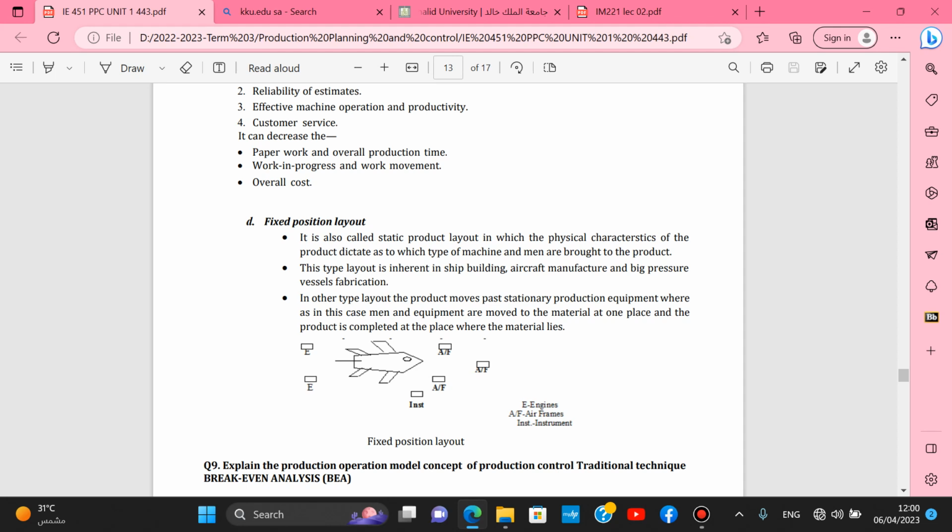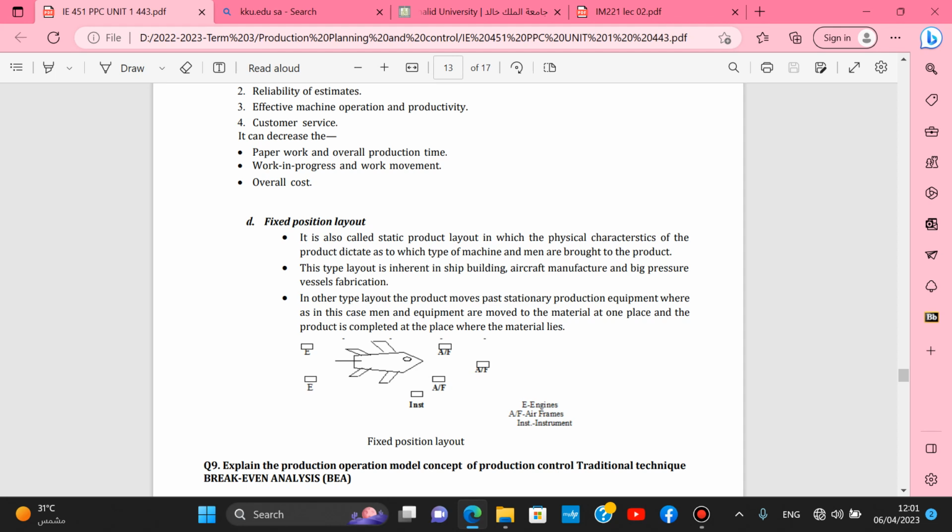This type layout is inherent in shipbuilding, aircraft manufacture and big pressure vessels fabrication. In other type layout, the product moves past stationary production equipment, whereas in this case men and equipment are moved to the material at one place and the product is completed at the place where the material lies.